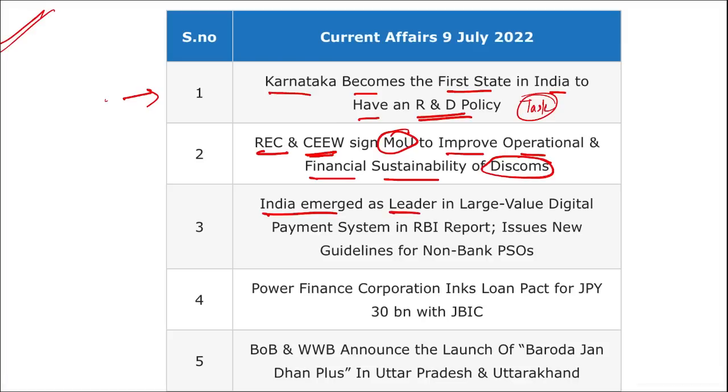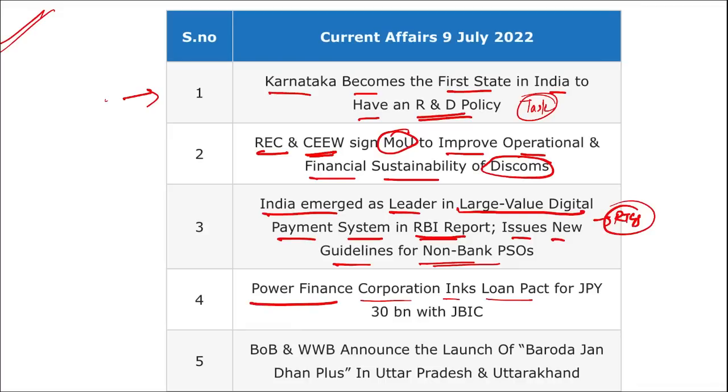India emerged as the leader in large value digital payment systems in the RBI report, which also issued new guidelines for non-bank PSOs, and they have topped in the RTGS system. Power Finance Corporation inks a loan pact for 30 billion Japanese yen with the Japan Bank for International Cooperation. Highly important. The 30 billion Japanese yen loan was signed by the Japanese bank and the Power Finance Corporation.